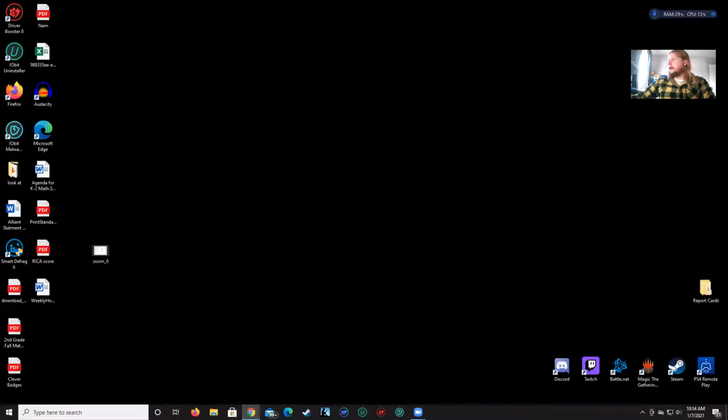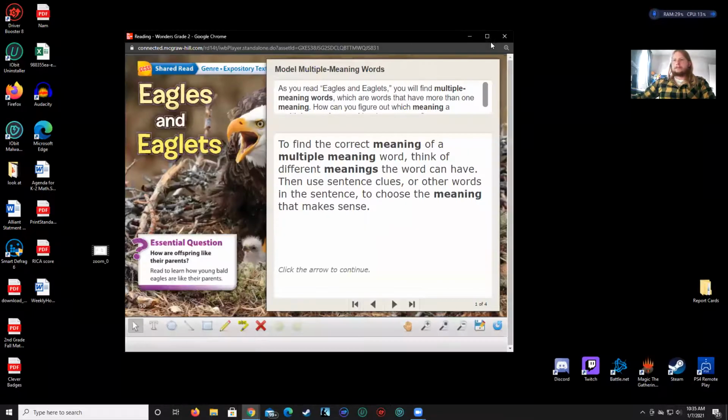Okay, now our second part is we're going to talk about multiple meaning words. So some words have more than one meaning. For example, rattled can mean short, sharp sounds. But rattled can also mean you made someone upset. To find out the meaning of a multiple meaning word, you have to look for context clues in nearby sentences.